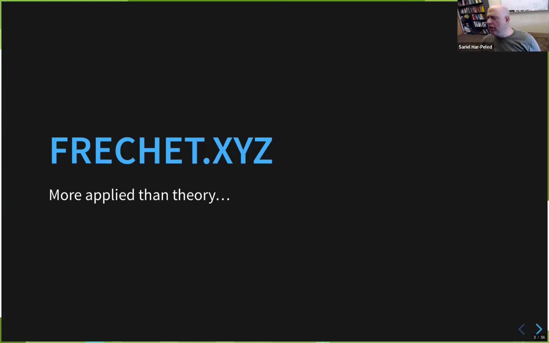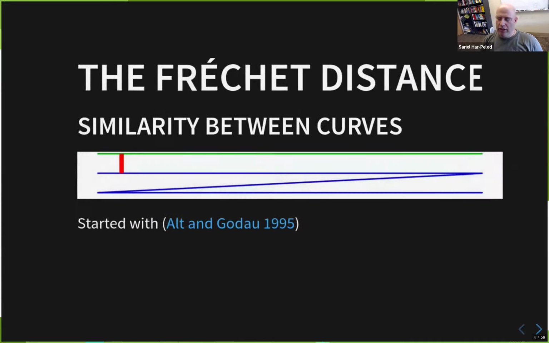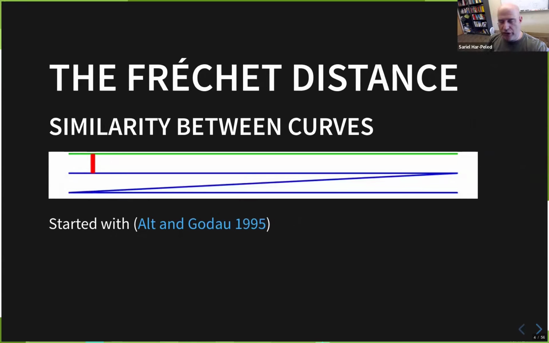And I should say up front that because it's more applied work, a lot of the ideas I'm going to discuss are not our ideas, at some level, in the sense that they are our ideas, but they are present in the literature before. So let's talk about the Fréchet distance to people that don't know this.